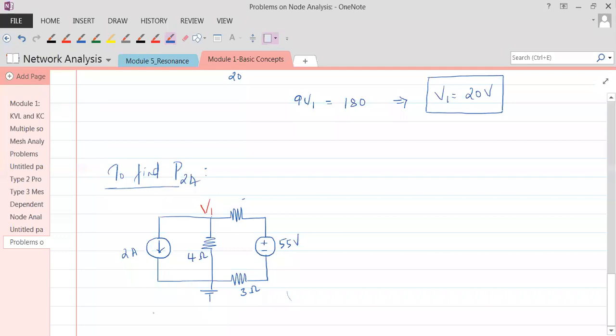we have to mark a current here, we have to mark a voltage. Everybody understand that? We know the current. So what is power? Power is given by V into I. Okay, so we are doing power delivered by 2 amperes. So we should know what is the voltage across the 2 ampere source and what is the current. The current is 2 anyways.